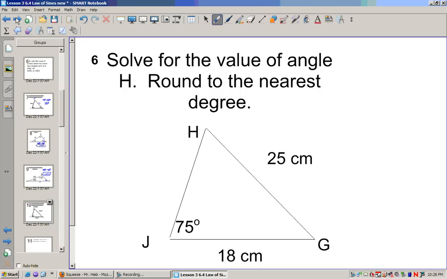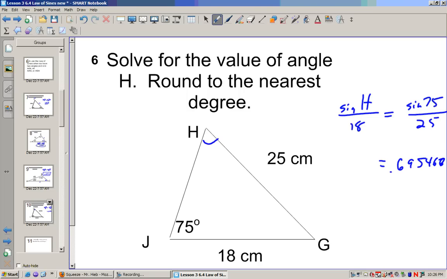Now we're going to try to find this angle here, h. So we'll do the same system. We'll say the sine of h over 18 is equal to the sine of 75 over 25. Now over here we'll cross multiply and divide. So we have 18 times the sine of 75 divided by 25. So that would equal 0.695467, which is equal to the sine of h.